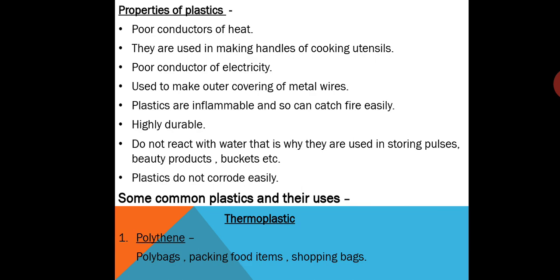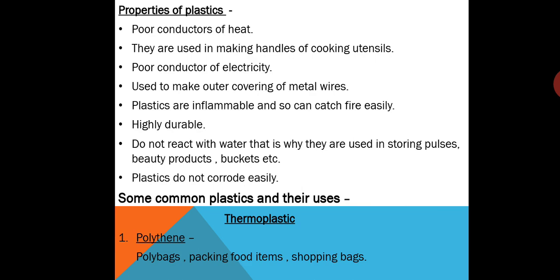Plastic, of course, is a very poor conductor of heat. That is why it is used in making the handles of cooking vessels. It is also a poor conductor of electricity. That is why it is used to make the outer covering of metallic wires and also switchboards and other things. Plastics are inflammable and so can catch fire very easily.